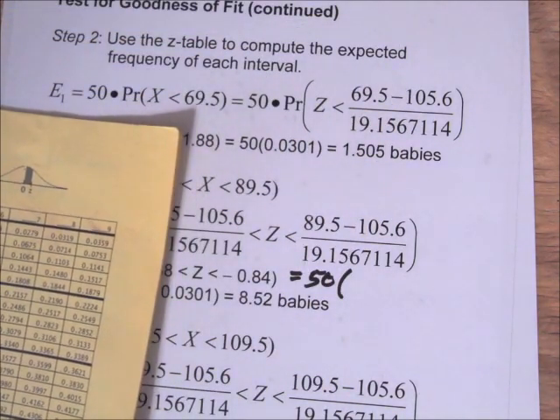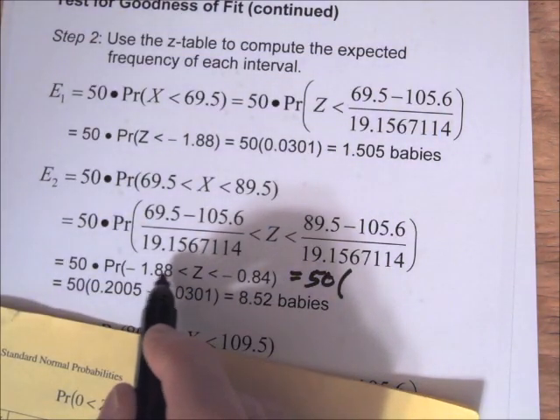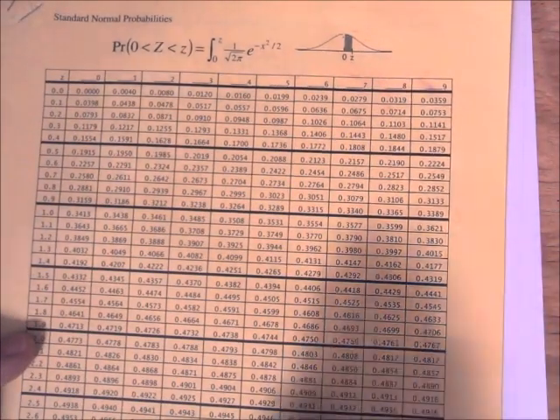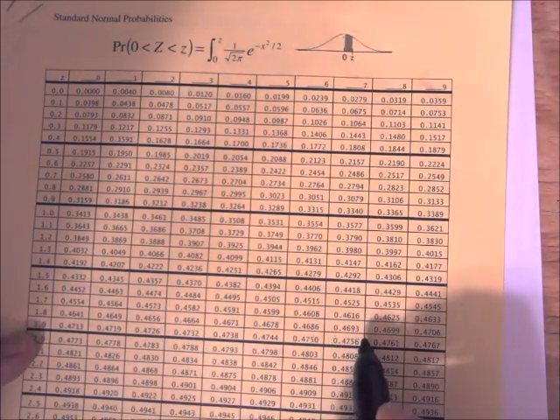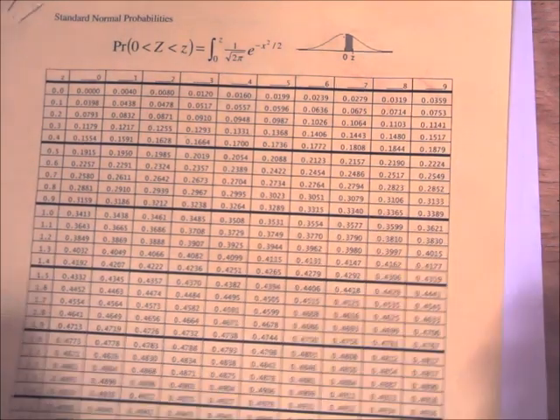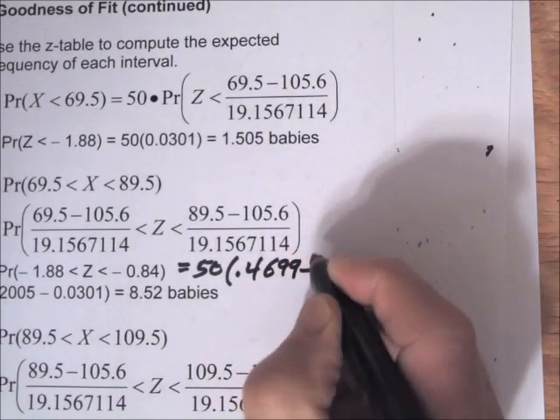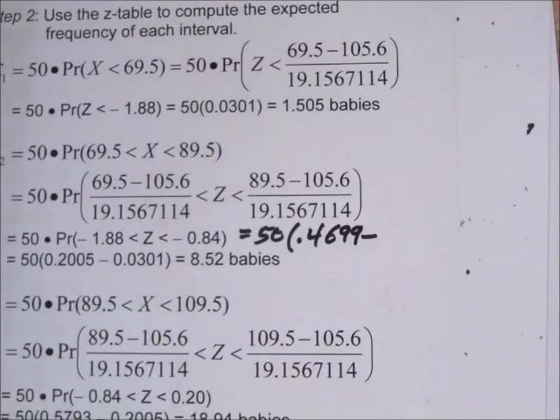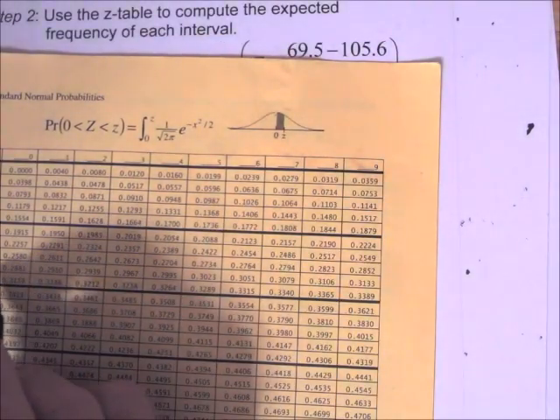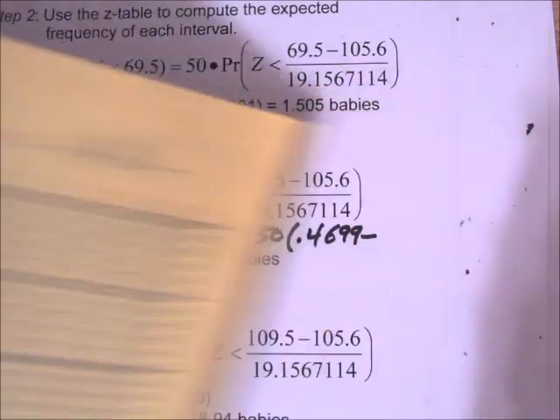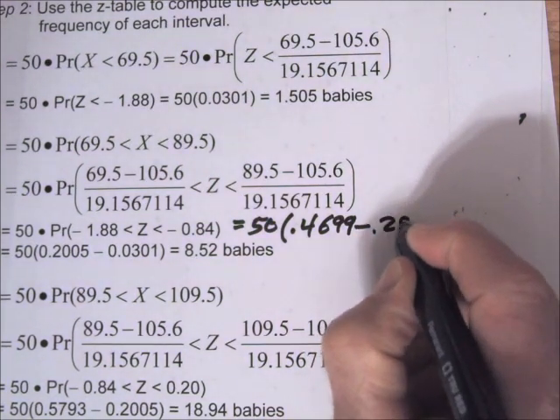So if we look up 1.88, row 1.8, column 8 of the z-table, we get 0.4699. And then if we look up 0.84, row 0.8, column 4, you get 0.2995.